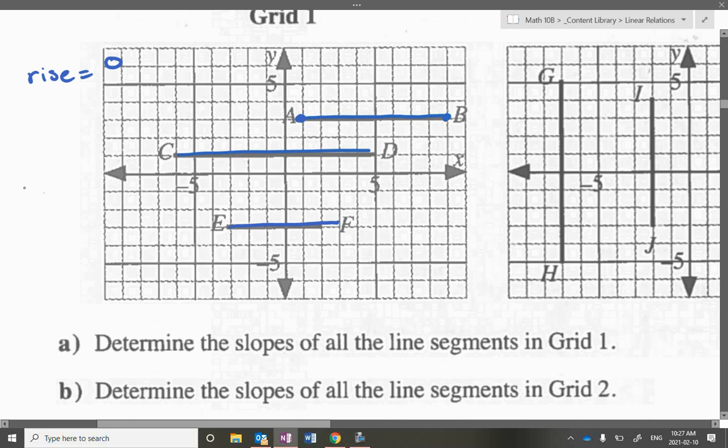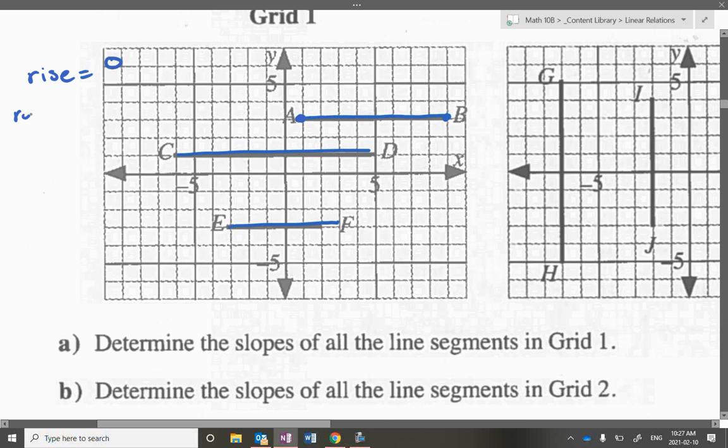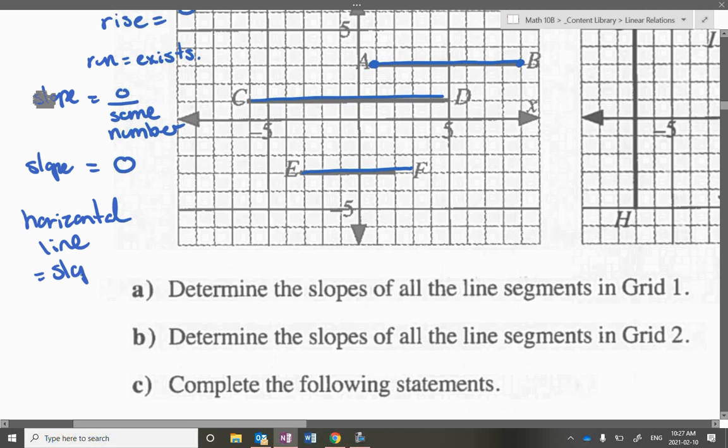0 divided by anything is always what? 0, right? So the run exists though. So I'm going to have 0 over some number. Right? In some cases, it's going to be 4. In some cases, it's 2 here. But at the end of the day, 0 divided by anything is going to be 0 for our slope. So a horizontal line has a slope of 0.